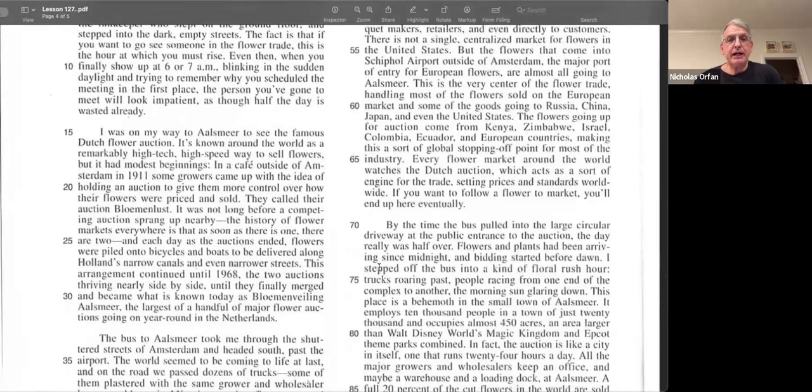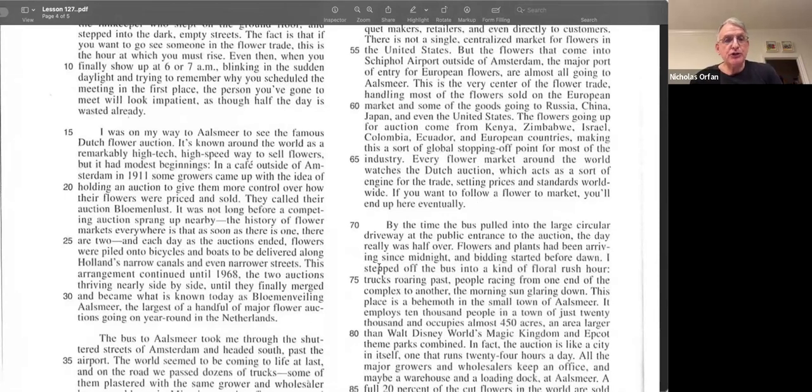I was on my way to Aalsmeer to see the famous Dutch flower auction. It's known around the world as a remarkably high-tech, high-speed way to sell flowers. But it had modest beginnings. In a cafe outside of Amsterdam in 1911, some growers came up with the idea of holding an auction to give them more control over how their flowers were priced and sold.